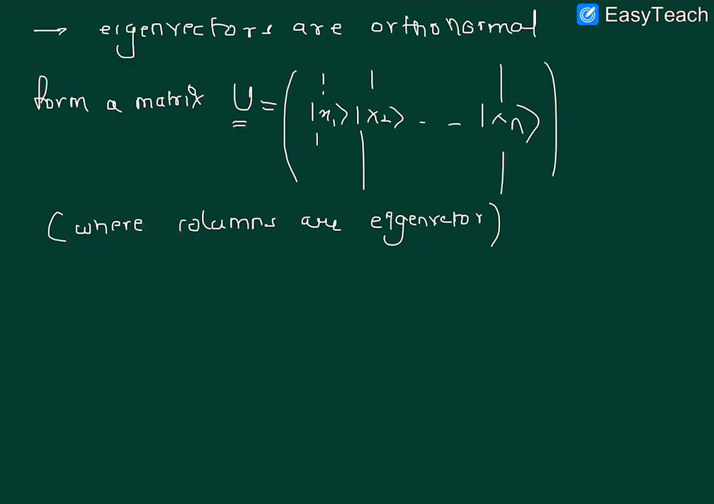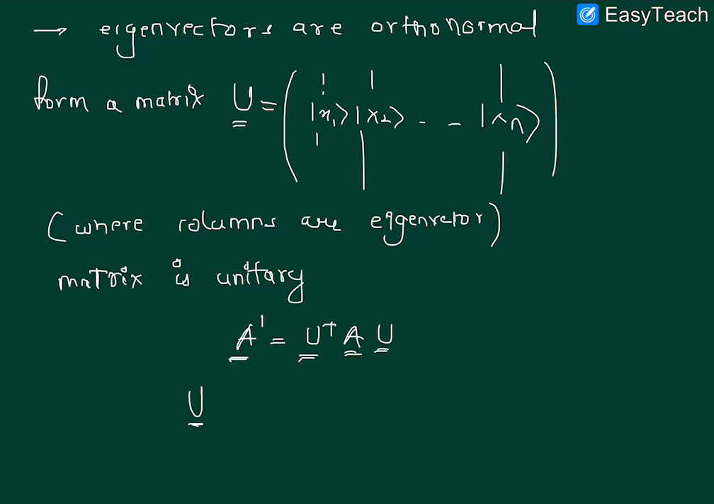All right, so now we know that such a matrix that we form from the eigenvectors is unitary. So since it's unitary, the diagonalized form of matrix A is U dagger A U. Now I'm multiplying both sides by U and U dagger in this manner: A equals U A prime U dagger.